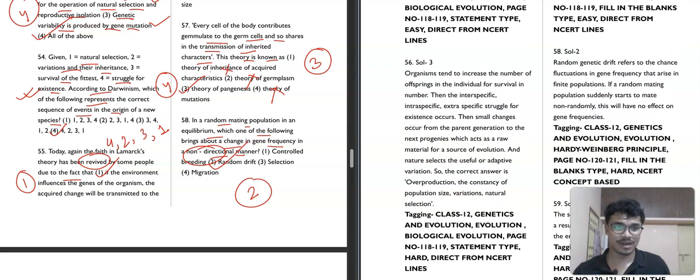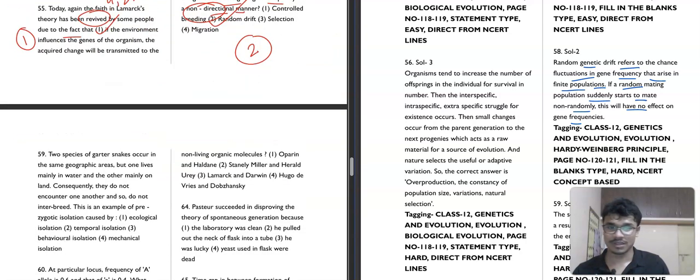If a random mating population suddenly starts to mate non-randomly, this will have no effect on gene frequencies. As we know, genetic drift refers to the chance fluctuation in gene frequency that arises in a finite population. You can also read the explanation here. Then question number 59.